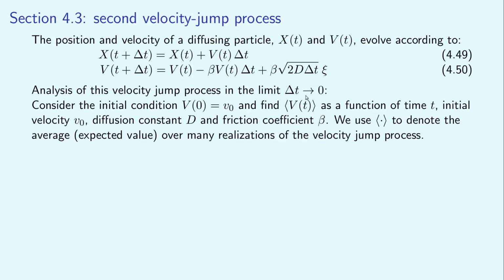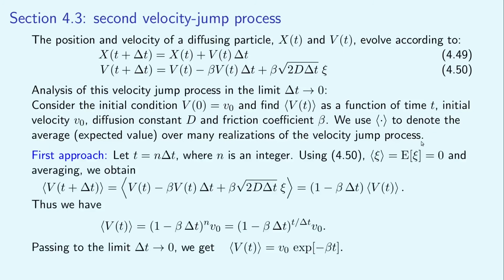For example, consider the initial condition v at time 0 is equal to v0, and let us find the first moment ⟨v(t)⟩ as a function of time t, initial velocity v0, diffusion constant d, and friction coefficient beta. Let us note that in this lecture, this symbol denotes the average over many realizations of the velocity jump process.